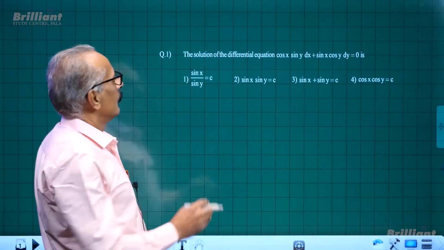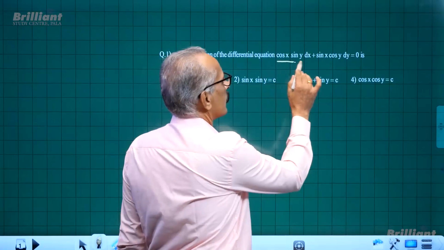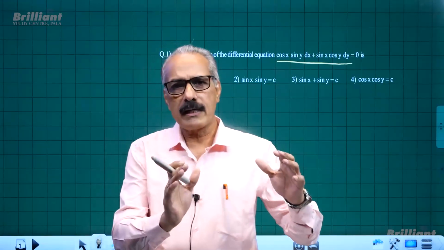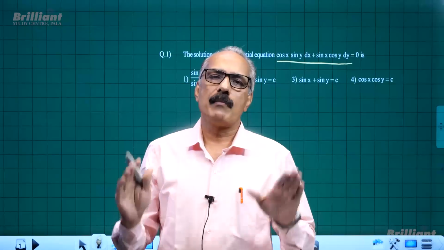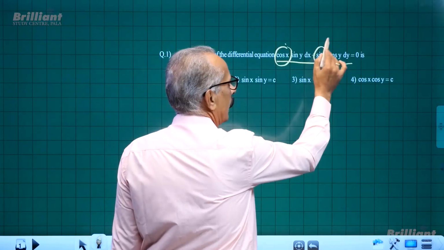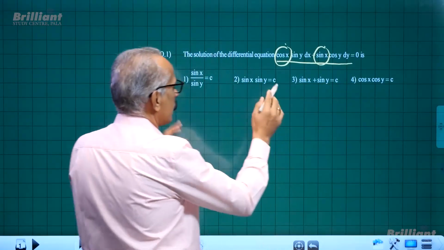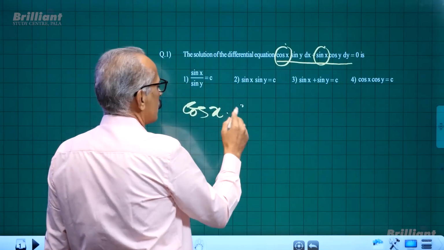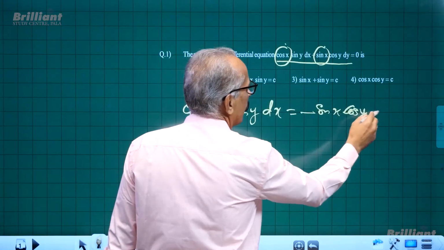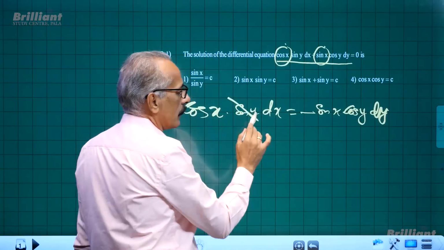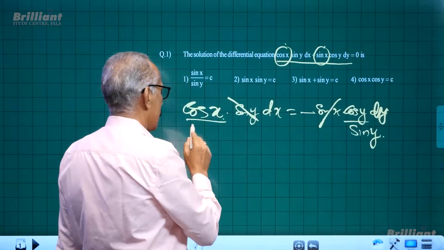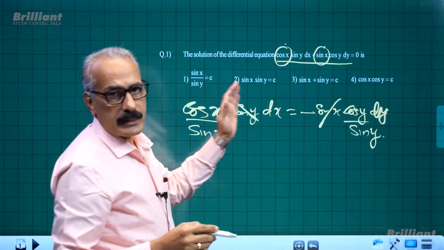Be happy. The solution of the differential equation cos x into sin y into dx. See, a differential equation when you get all x in a bracket into all y in a bracket, that is variable separable. Here all x cos x, all y sin y, all x sin x, right? So this is equal to cos x into sin y dx equal to minus sin x into cos y dy. This sin y we give to this place, that is sin y. Okay, and this sin x we give to this place, that is sin x. You could have done this in a single step also.